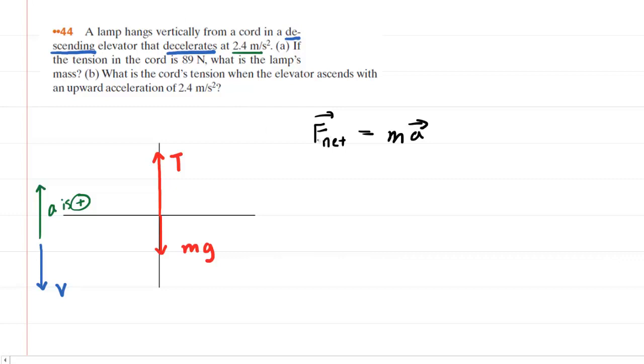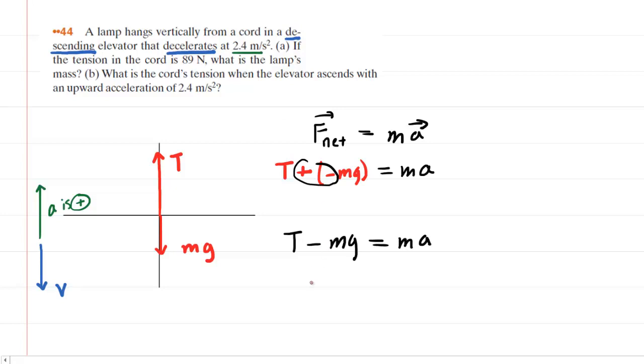Now we turn back to Newton's second law, and we have the net force. There are two forces, again, the tension and the weight, or gravitational force, of the lamp. The tension is pointing upward, so it's positive, and then we add that to the weight, which is downward, so that would be a negative mg. And this will equal the mass multiplied by the acceleration. Since we are adding a negative, we can simplify and write T - mg = ma.